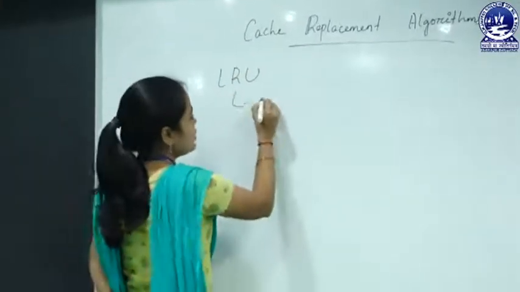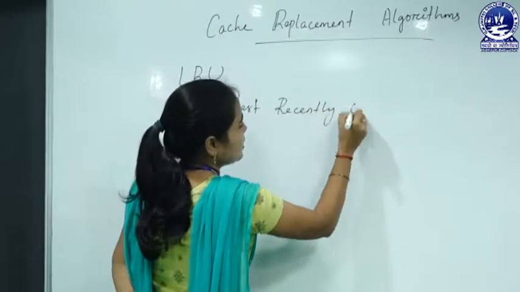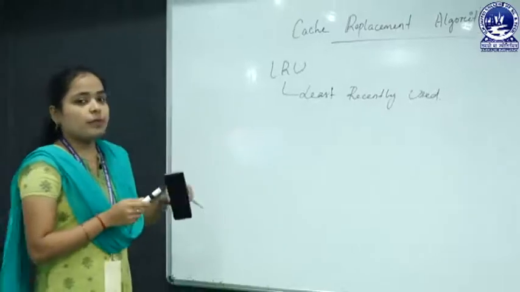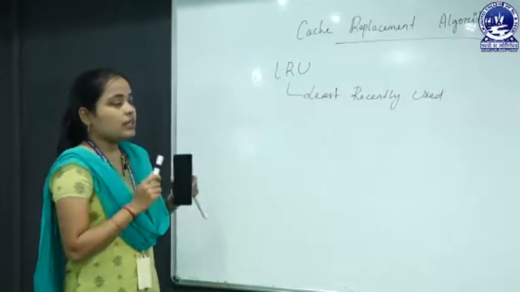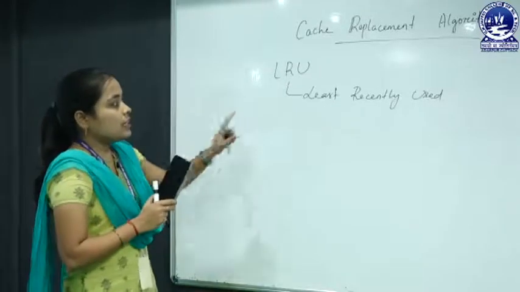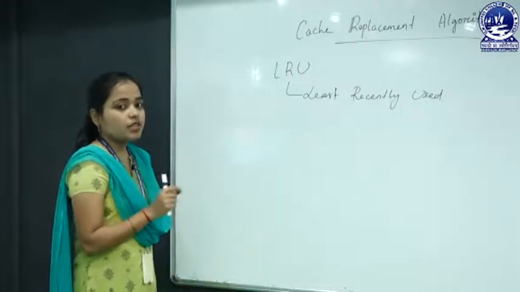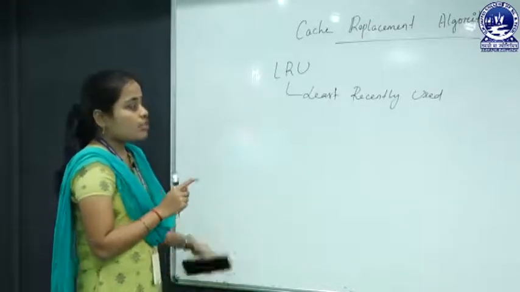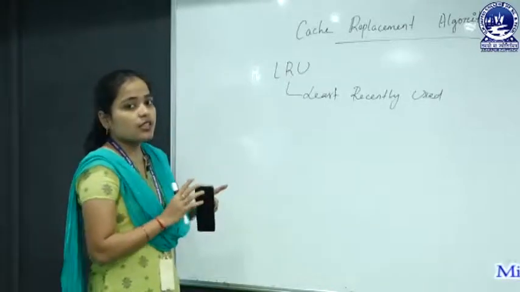So LRU means least recently used. In the previous lecture I discussed the FIFO replacement algorithm, that is first in first out, and in that algorithm we replace the cache line which is filled first. In this replacement algorithm you have to replace those lines, or blocks of the cache, which are least recently used, that means not used for the longest period of time. So that block will be replaced in the cache memory.